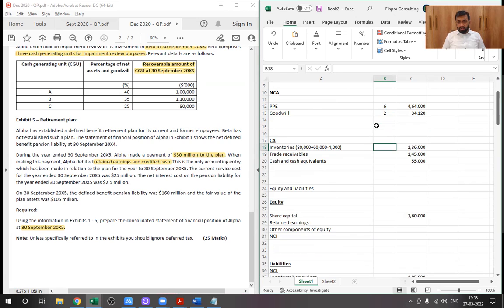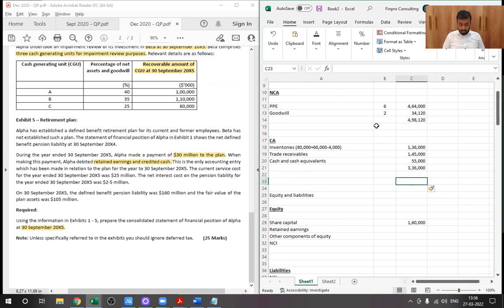Then inventories you have done, adjustment is also done for that. Trade receivables, cash and cash equivalent, there is no effect or there are no adjustments. Your total assets should be this plus this.